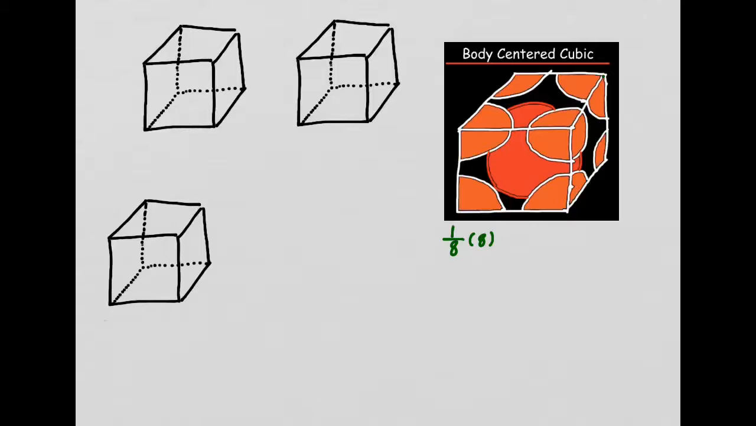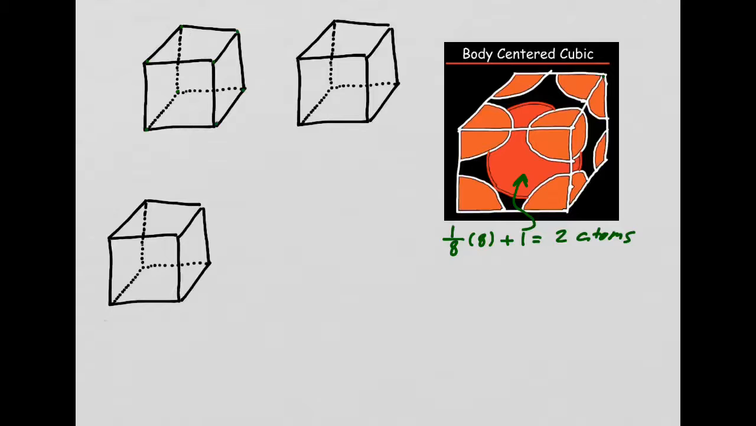I can even show it to you guys again. So we have 1, 2, 3, 4, 5, 6, 7, 8. 8 corners times 1/8, okay? Plus, now what do you have over here? Look at this. You have 1 whole atom in the middle. So plus 1. So each corner is 1/8 of an atom. 1/8 times 8 is 1. Plus, I have 1 whole atom in the middle. So if I add them together, I have 2 atoms. And that's what we said. We have 2 atoms per unit cell.